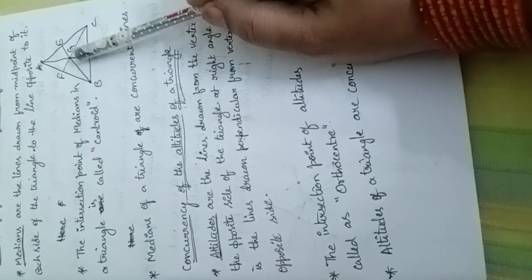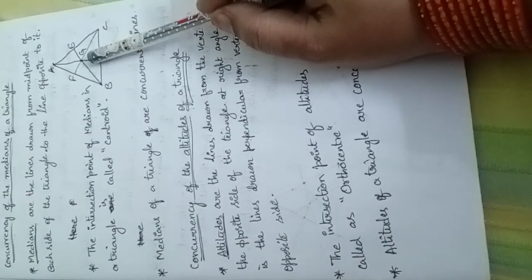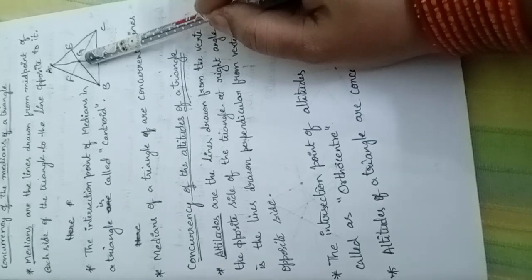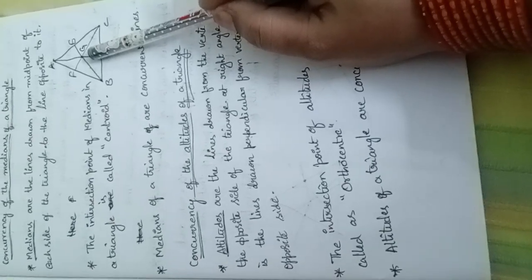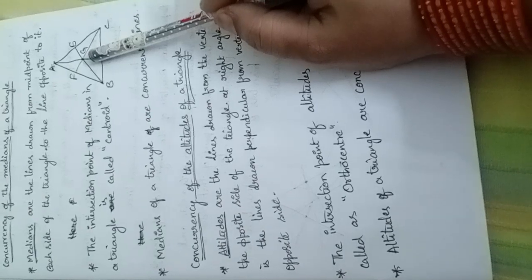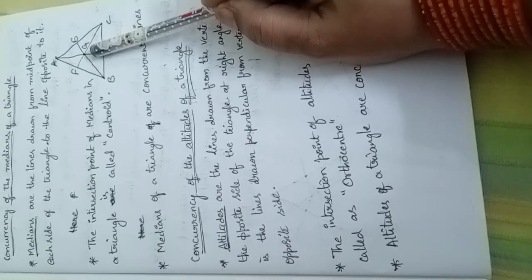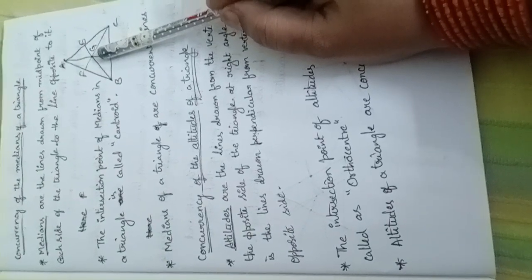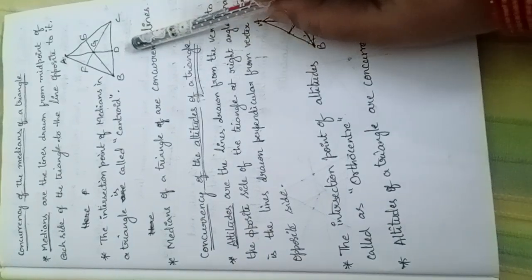By this you can say the medians of the triangle are concurrent lines. Concurrent lines are three or more lines passing through the same common point. Right? So this is about the medians of a triangle.